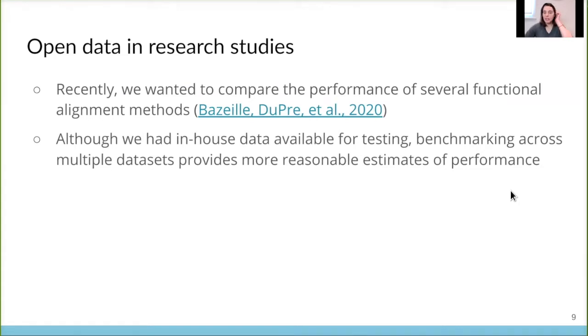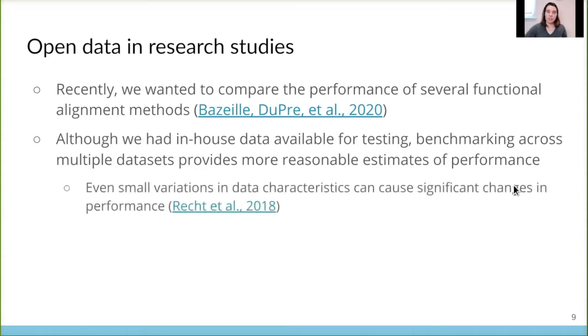However, we were not interested in just using our in-house data because we know that benchmarking across multiple data sets provides more reasonable estimates of performance. So for example, if we look at the machine learning literature, we know that even small variations in data characteristics, things as small as the particular scanner that was used, the particular scanner model, we've seen in neuroimaging research as well, can really cause significant changes in algorithm performance. And so it's really important to be able to look across a range of different data sets, different data sites, in order to get a more reasonable estimate of how a given algorithm will perform on average.